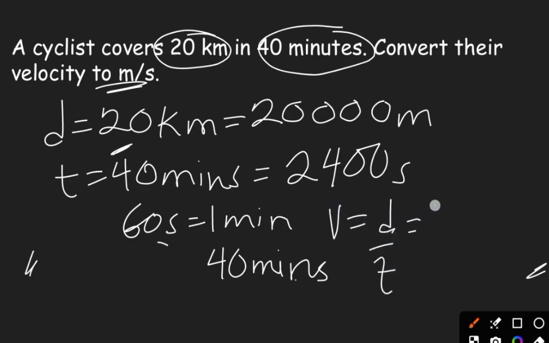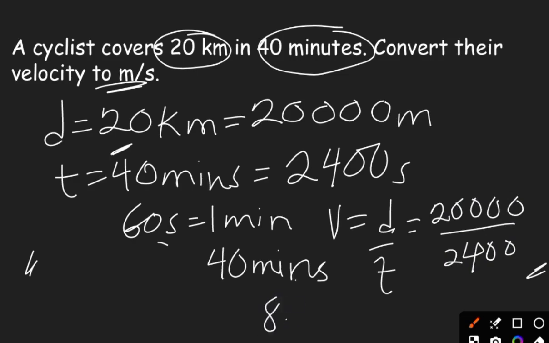So your distance is what? 20,000 over your time, 2,400. So 20,000 divided by 2,400 will give you 8.3. What's the unit? Meter per second, because we converted it to meters and seconds.